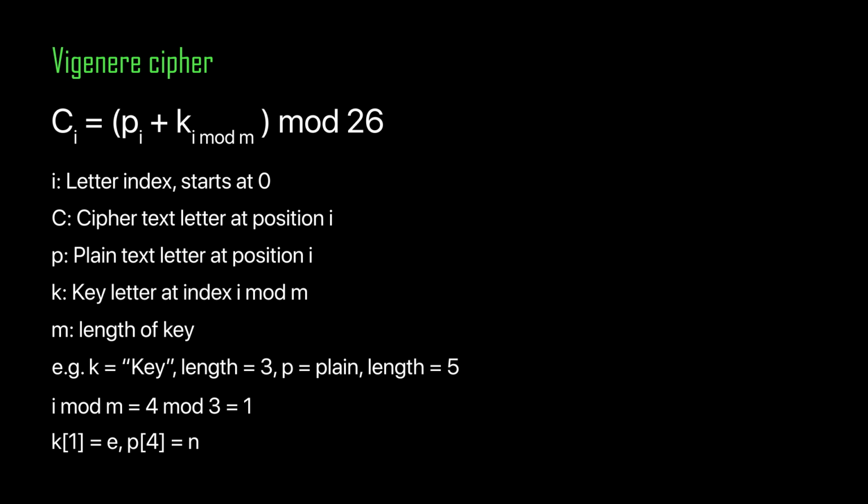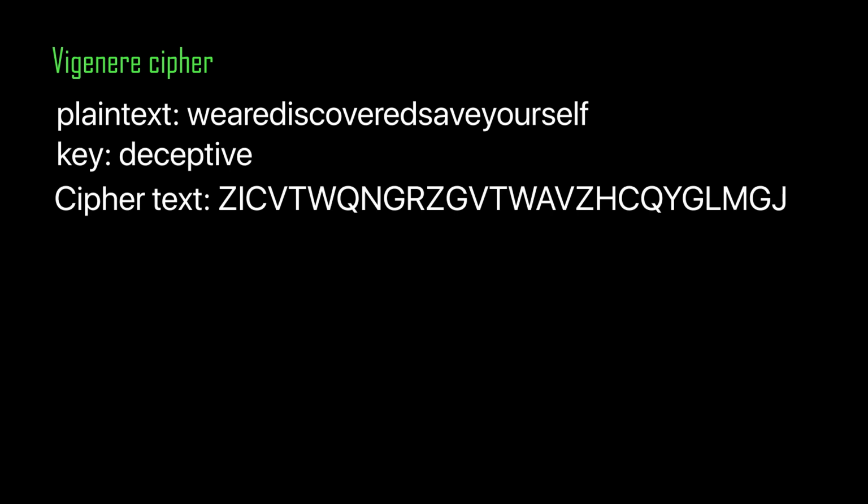Let's have a look at a full encryption example. Using "we are discovered, save yourself" as a plaintext and "deceptive" as our key, the ciphertext we expect to get is as shown on the screen. Let's go through the calculations with the help of our formula.